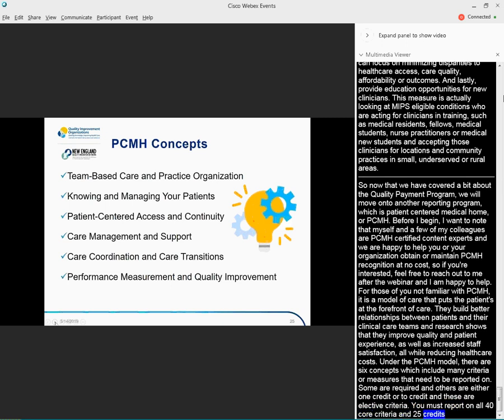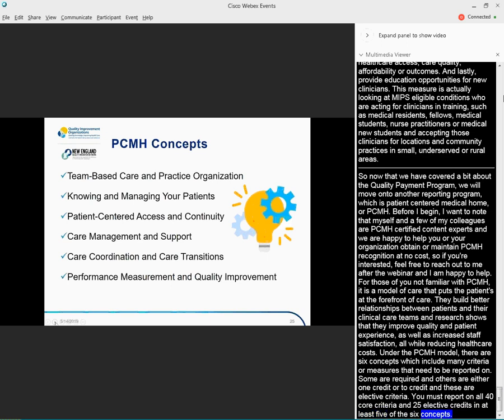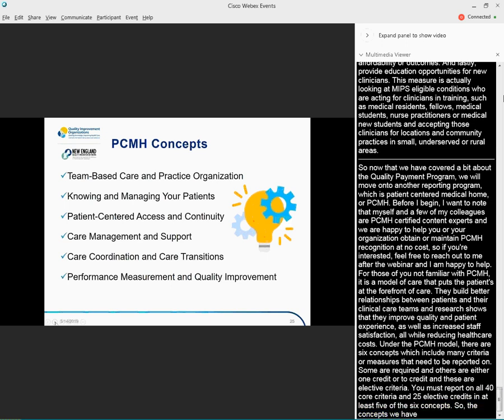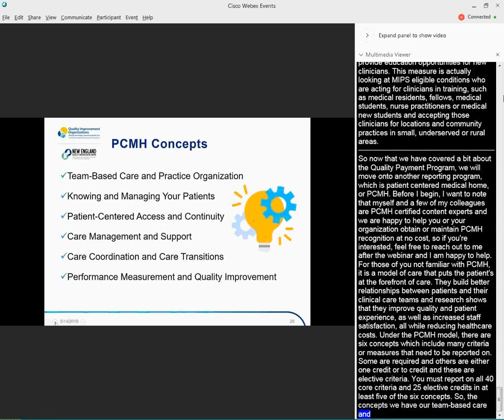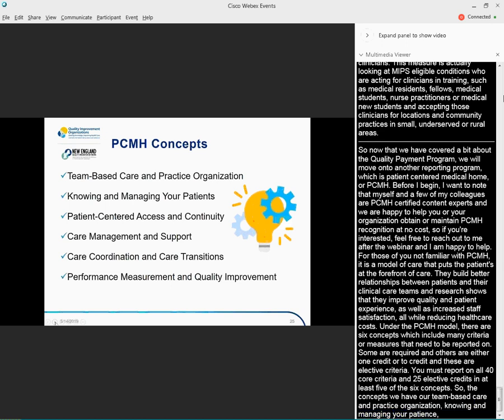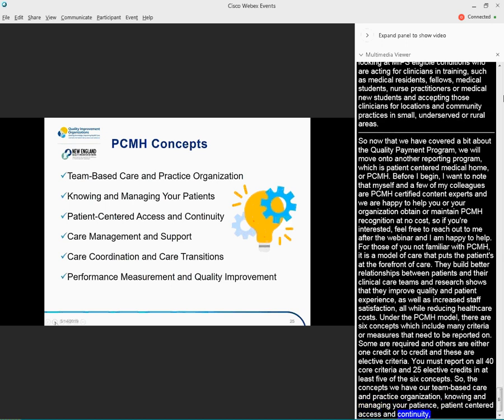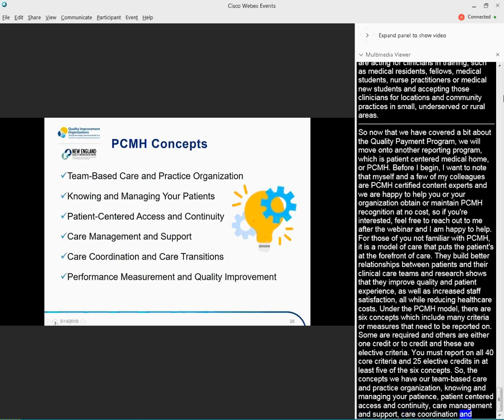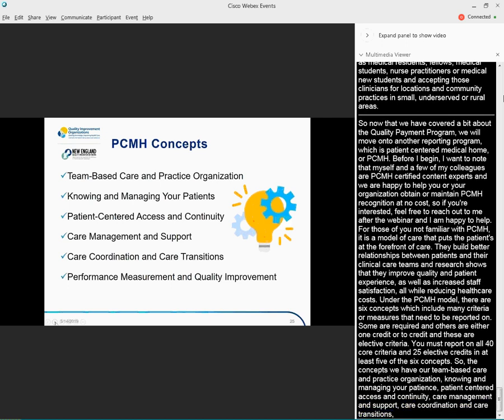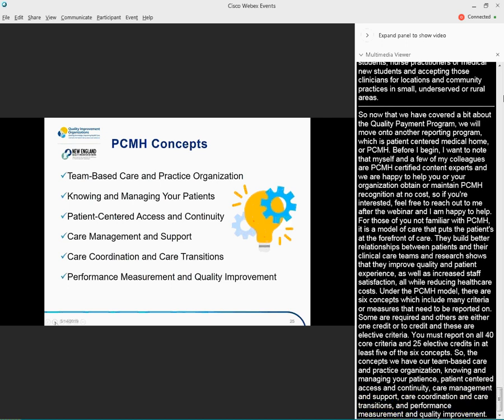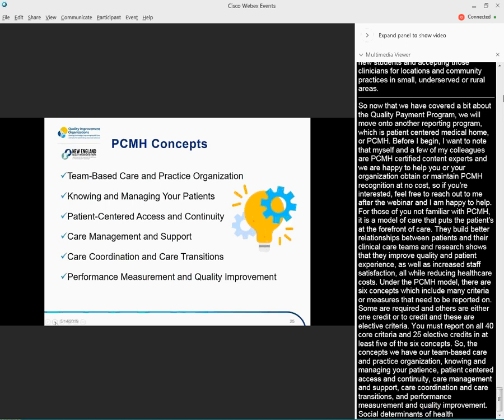So the concepts that we have are team-based care and practice organization, knowing and managing your patients, patient-centered access and continuity, care management and support, care coordination and care transition, and performance measurement and quality improvement. Social determinants of health are really sprinkled throughout all the concepts, but particularly in one of them.